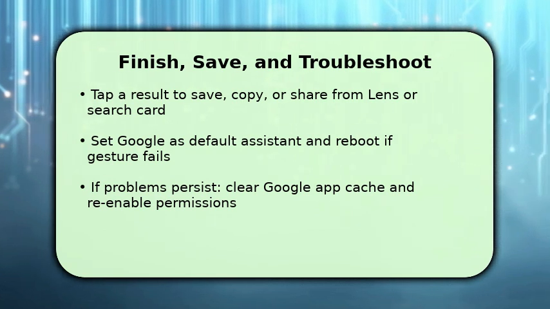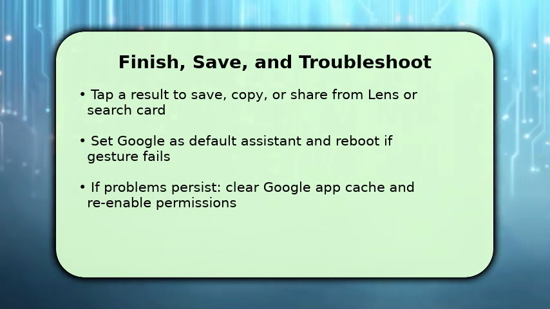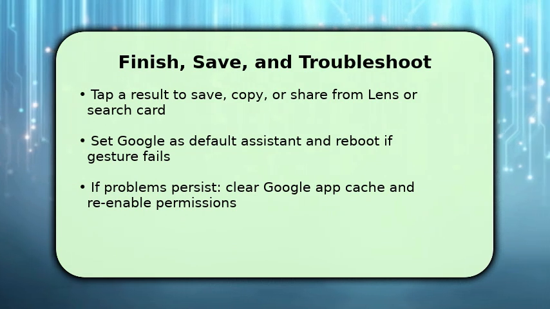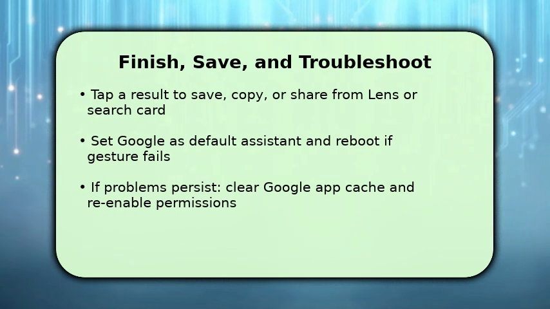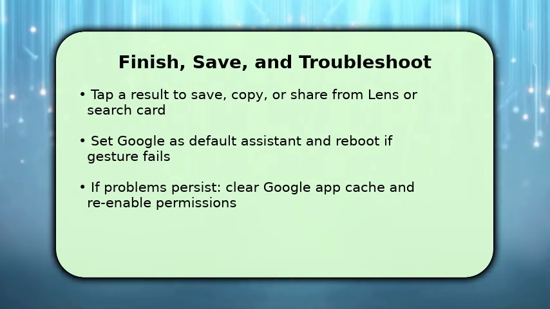If it still fails, go to Settings, clear the Google app cache and storage, then re-grant permissions and re-enable Circle. This reset resolves most permission or overlay conflicts. Try these steps before contacting support.